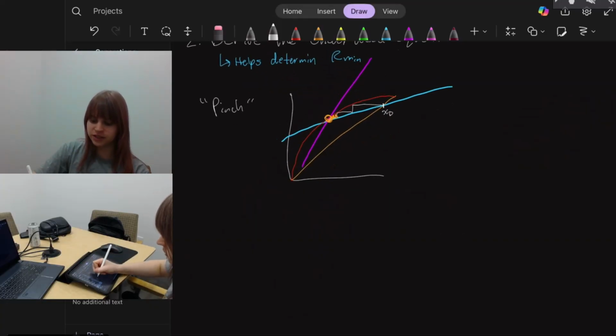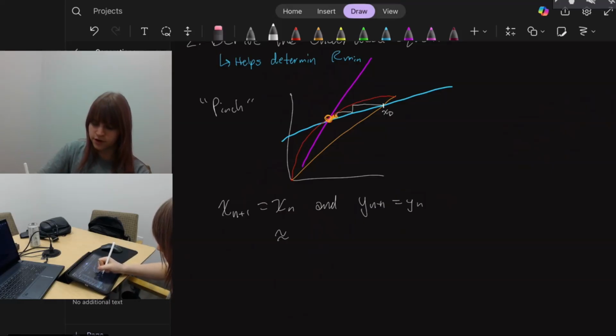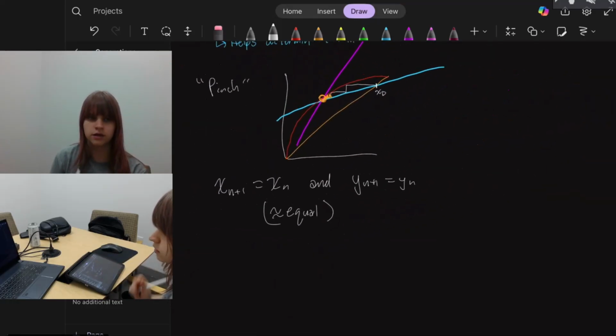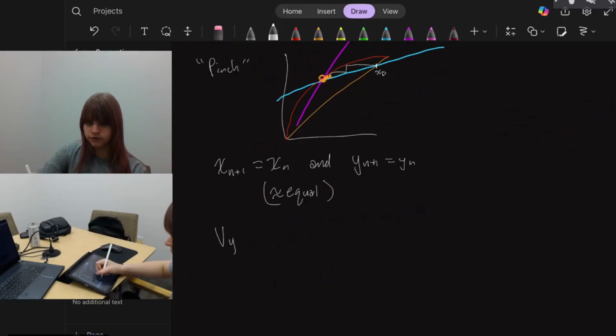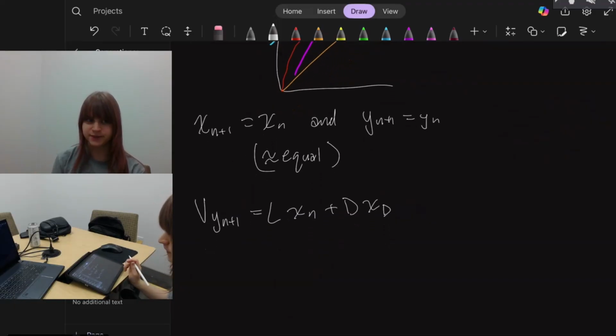And so if you're at a pinch, you would see that xn plus 1 is equal to xn, and yn plus 1 is equal to yn, so you're not making any progress whatsoever, and you're kind of stuck. So they're basically equal to each other there. From the rectifying section, we know that V yn plus 1 is equal to L xn plus D xD. Sorry, that should be D xD, not D xB. But yeah, so we have that there.